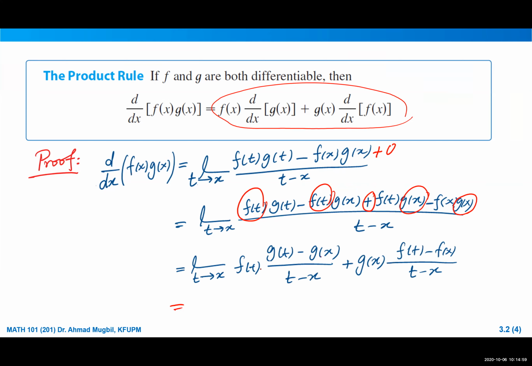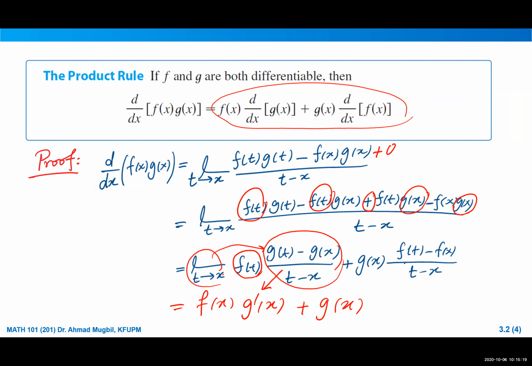Now if I distribute the limit, what will this be? When t goes to x, it will be f of x. Now when I take the limit of this, what is it? The derivative of g. And this is g of x, and when you distribute the limit, it will be g of x, and here it will be the derivative of f. And we have proved the theorem. We have proved that the derivative of the product is the first one times the derivative of the second.